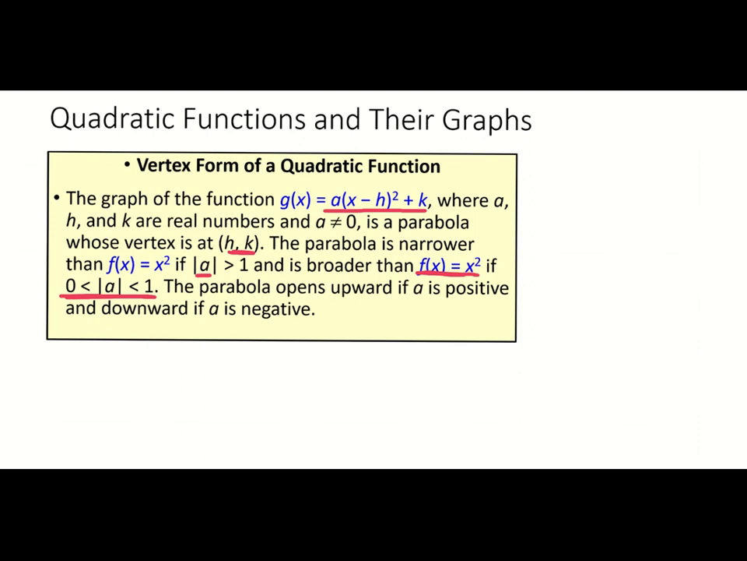Now, the other thing that you can determine from the a value, you can tell a lot from it, is that if a is positive, like positive 2 or positive 1/2, your parabola opens upward. If a is negative, it opens downward.